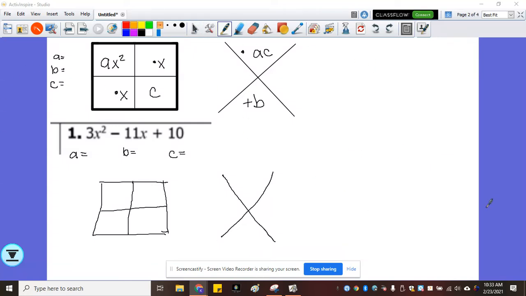So we're just going to do 3 examples of this stuff today before you can go ahead and get started on your notes. And it's the same thing we've been doing, except now A is a bigger number. So we need to first identify what A, B, and C are.